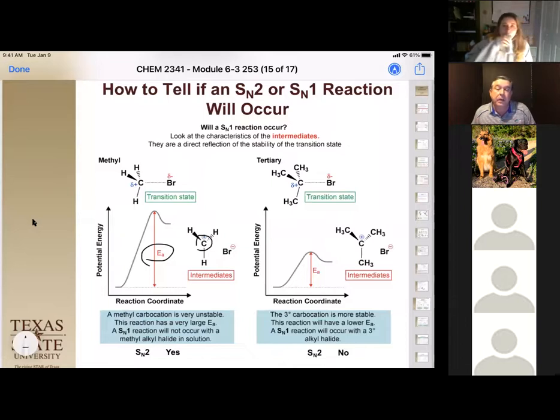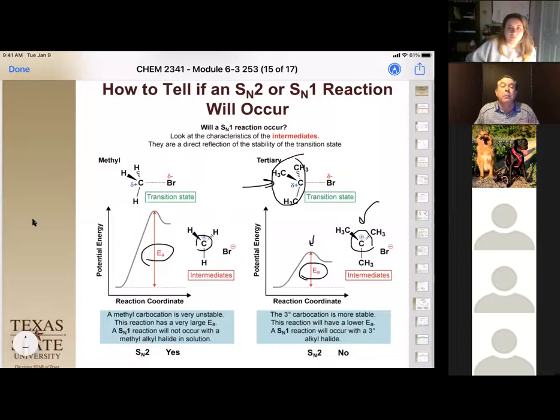In contrast, the breaking of that bond to form a tertiary carbocation is a much lower energy barrier. And we know that this intermediate is overall relatively much more stable than that primary. And therefore, we're probably going to have that SN1 reaction because this is easy to form and has low activation energy. But we're probably not going to do an SN2 because of sterics. The sterics of this system here makes an SN2 less likely to happen.